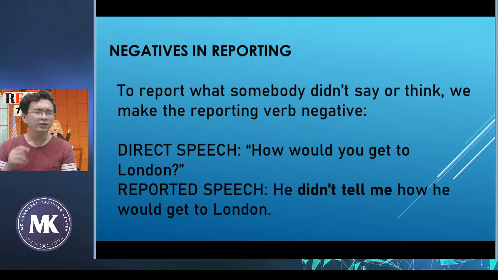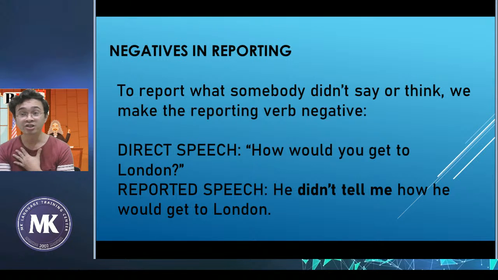Okay, on the next part here. So how about if our sentence has negatives? So when we do reported speech with a negative sentence, then we can say that we made the reporting verb negative sometimes. Here, for example, we had a direct speech: "How would you get to London?" So it means maybe I asked this person, "Oh, how would you get to London?" But this person didn't tell me his answer. So here, to report what somebody didn't say or think about my question, then I make the reporting verb negative. So here, this is my reporting verb.